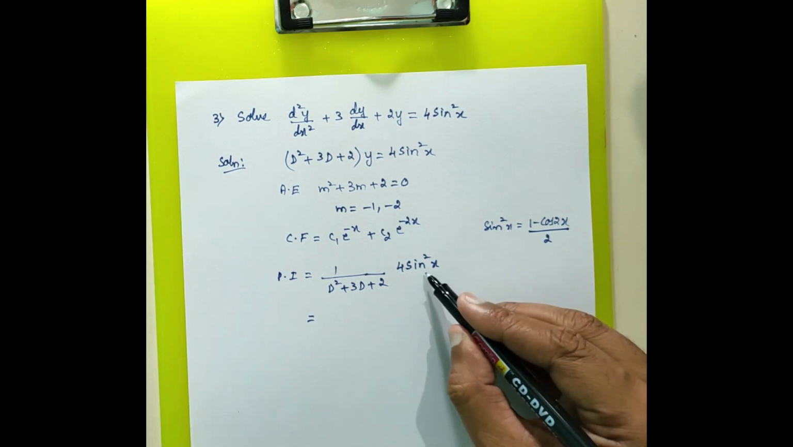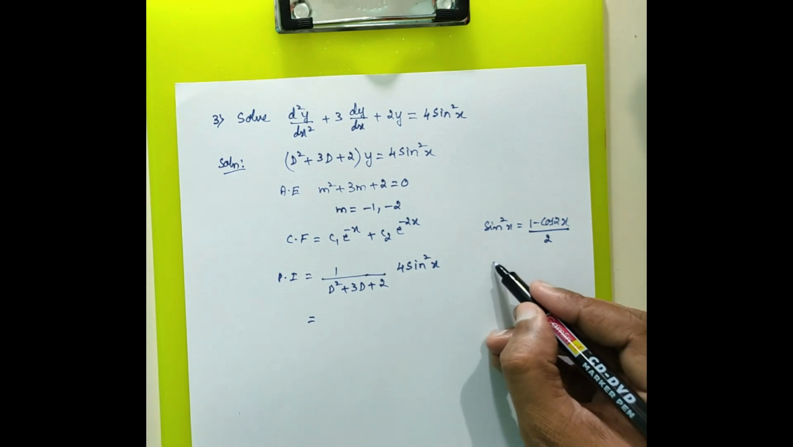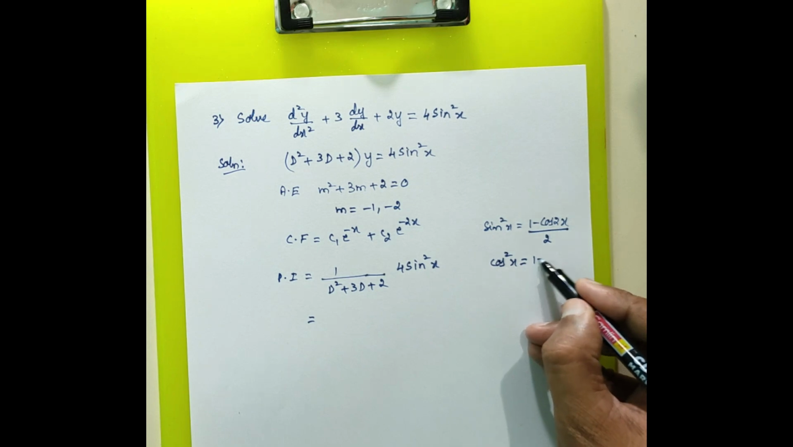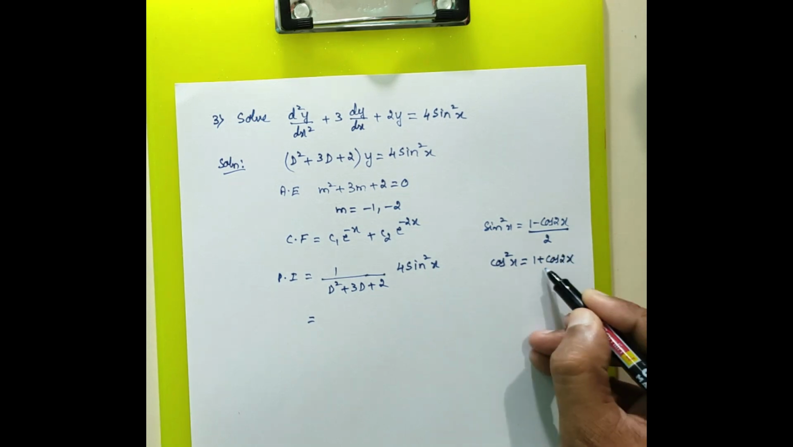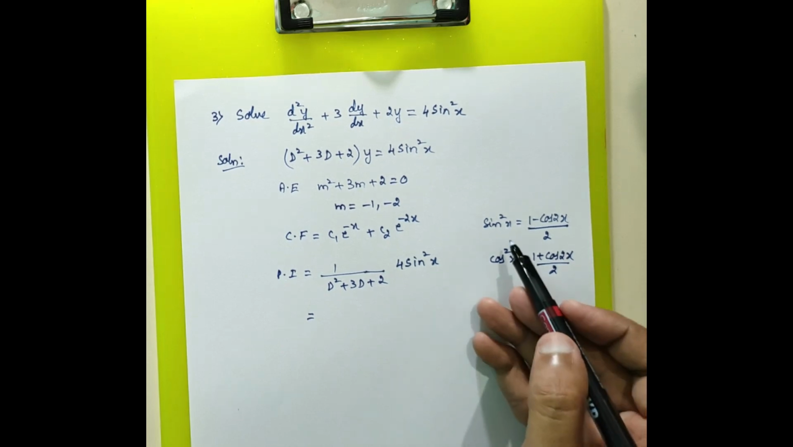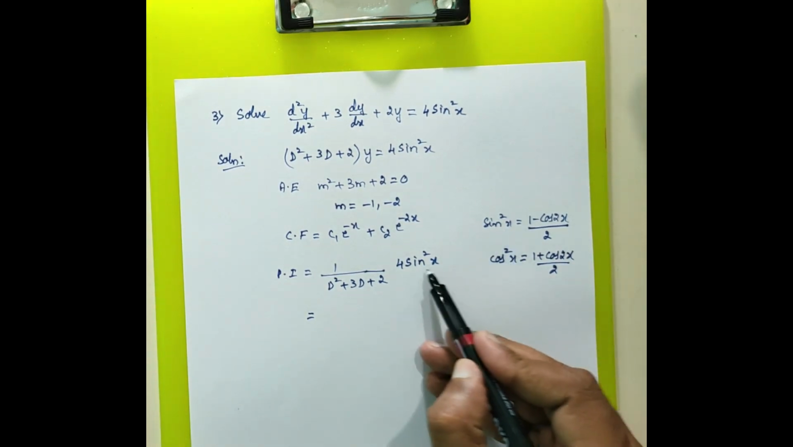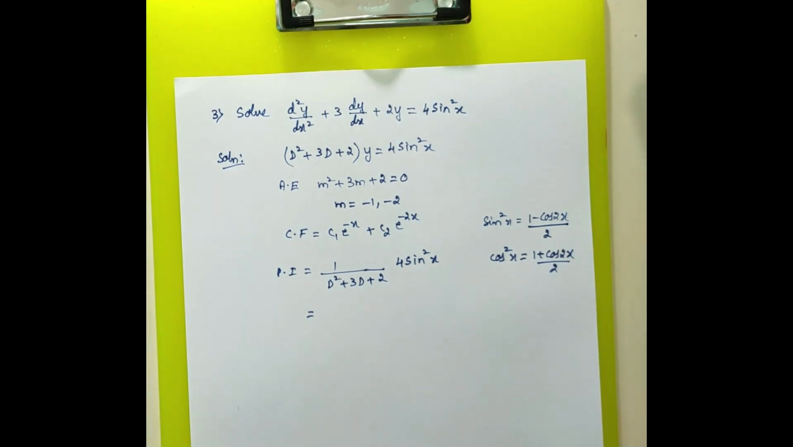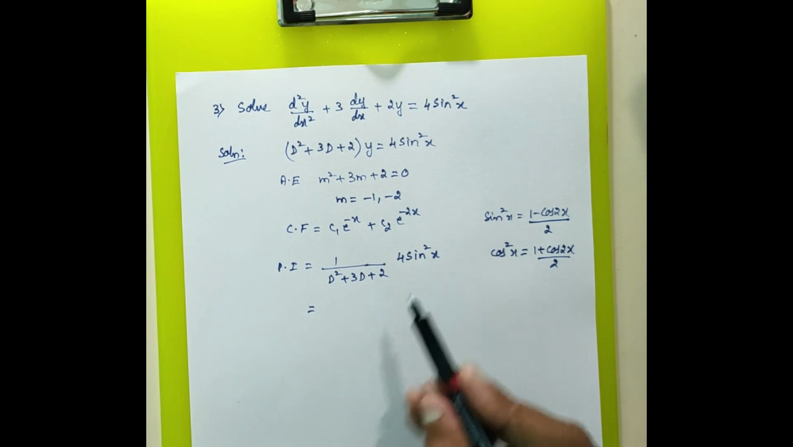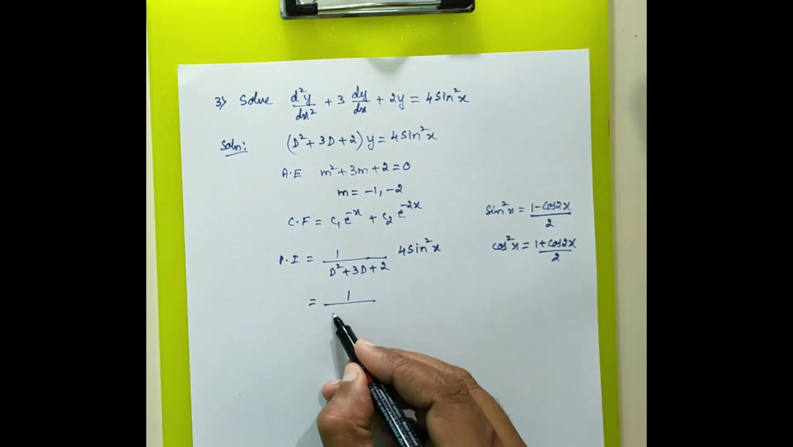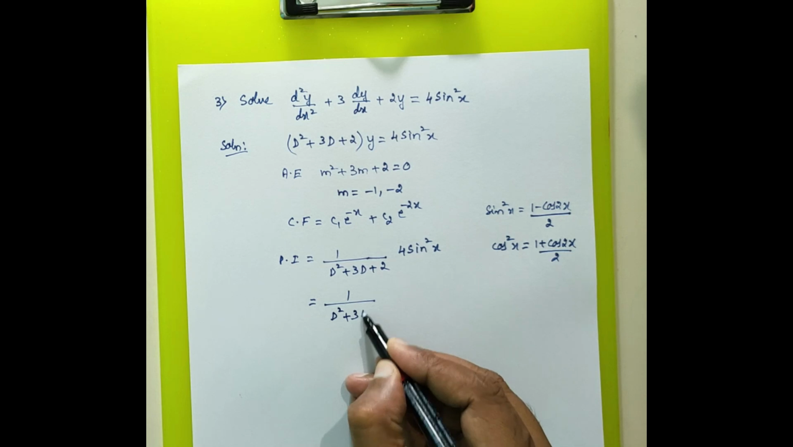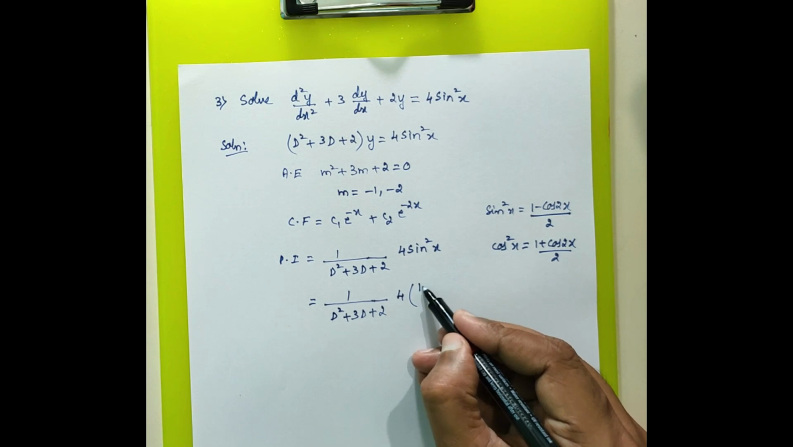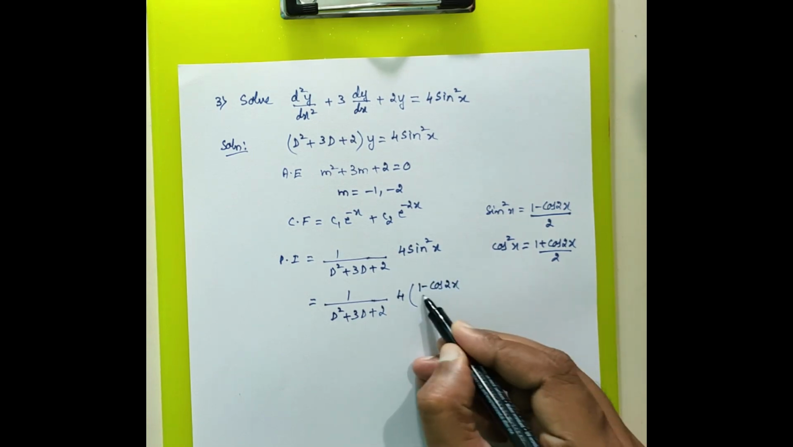A similar formula applies if in place of sine square you have cos square. In that case, cos square of x is 1 plus cos 2x by 2. So whether sine square or cos square is given, you can use the formulas accordingly. Let us plug in this sine square value. We get 1 by d square plus 3d plus 2 times 4, as it is, times 1 minus cos 2x by 2.